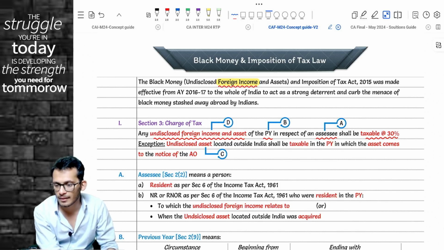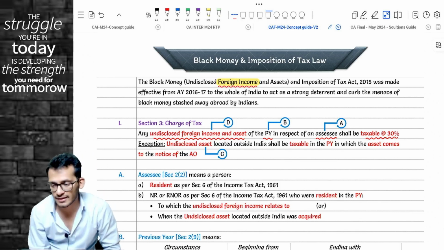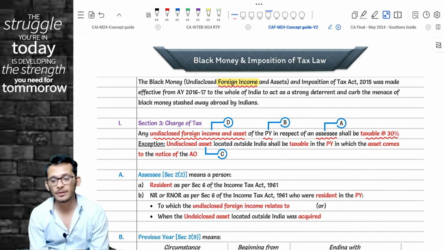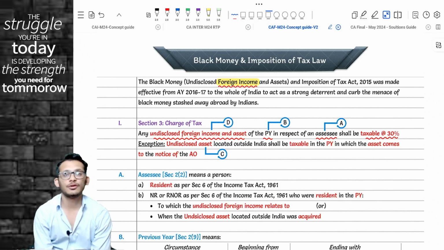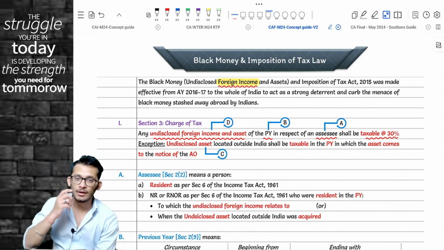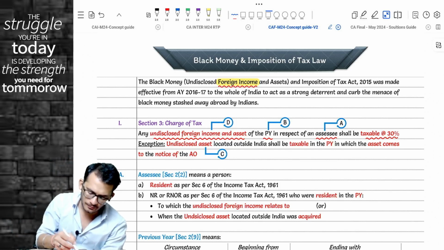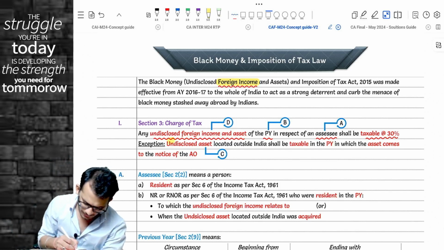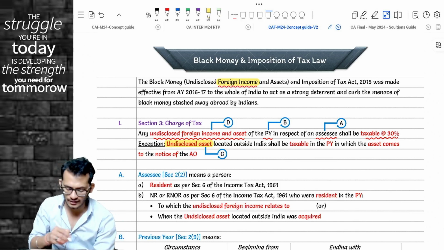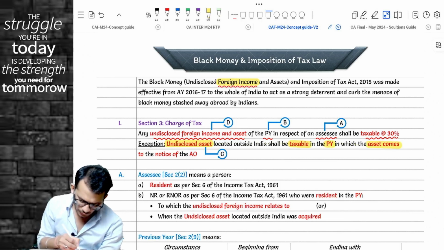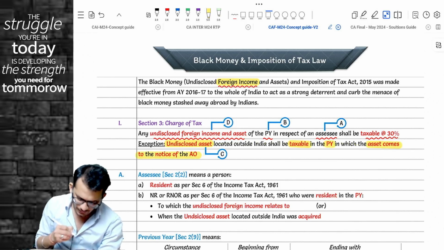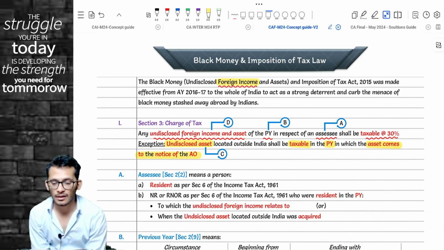Agreed? In that case, the charging section coming and saying that the undisclosed asset of the previous year shall be taxable at 30%, does it make sense? No. That is why this section also has a proviso. Let's read the proviso carefully. The proviso says, if it is an undisclosed asset which is located outside India, it shall be taxable in the previous year in which it comes to the notice of the AO.